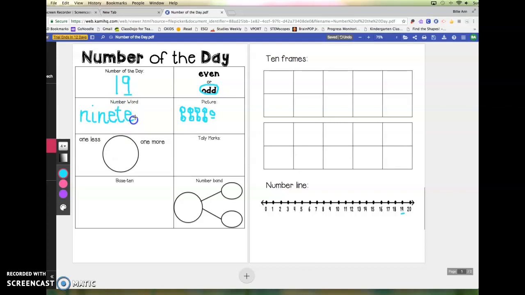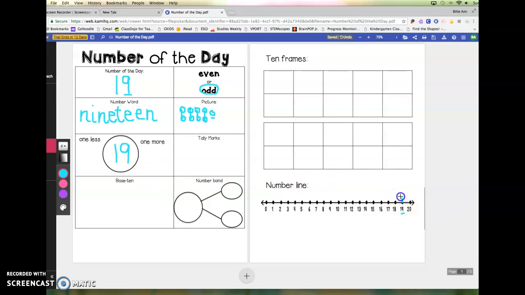Two vowels go walking, the first does the talking and says its name. Nine, teen. 19. All right, so now let's think about what number comes before 19 and what number comes after 19. So we found it down on our number line.